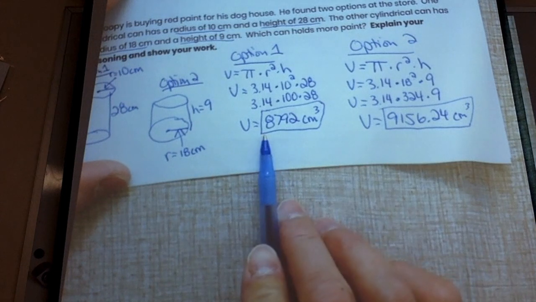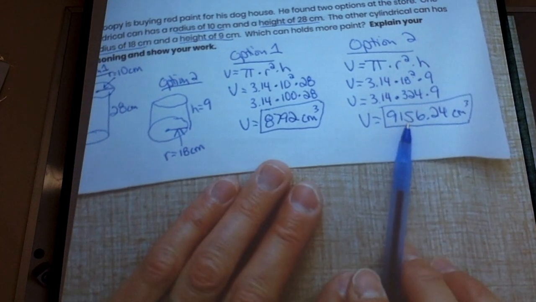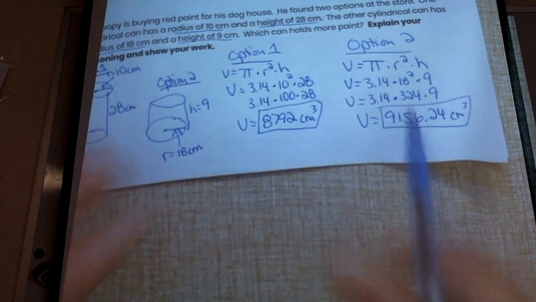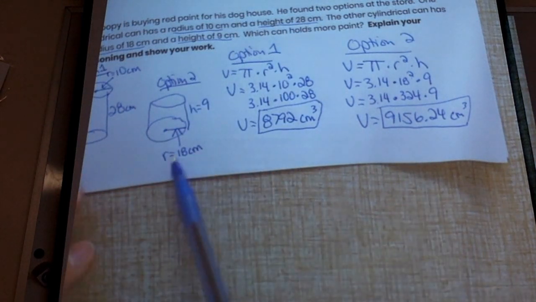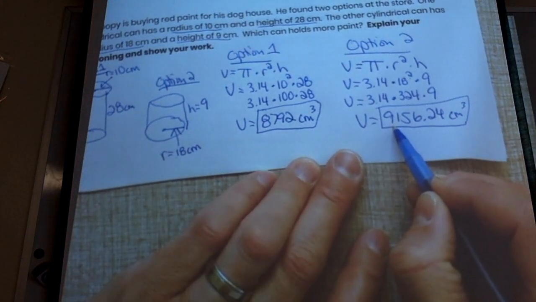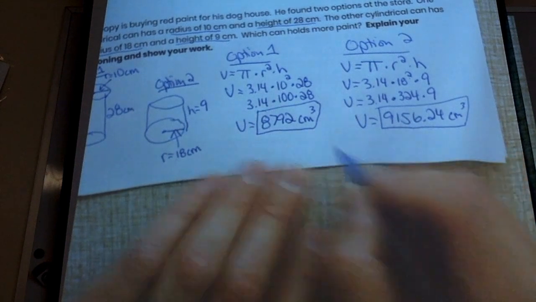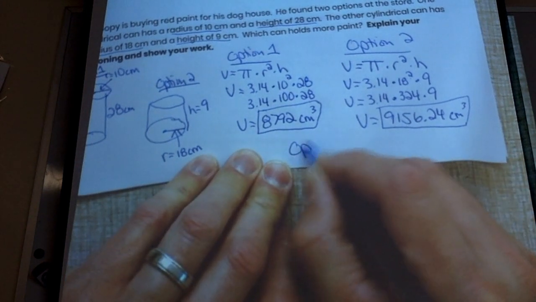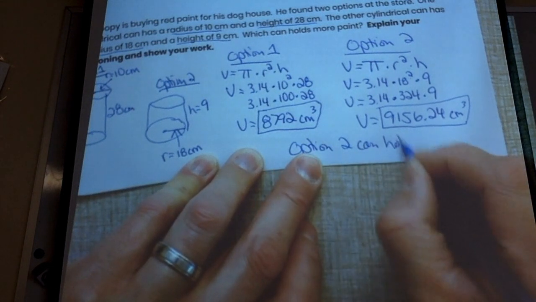So we look at our numbers. We have 8,792 and 9,156.24. Option 2, even if it's shorter, not as tall, definitely has a bigger radius, and that's going to show us in this problem that it can hold more paint. So option 2 can hold more paint.